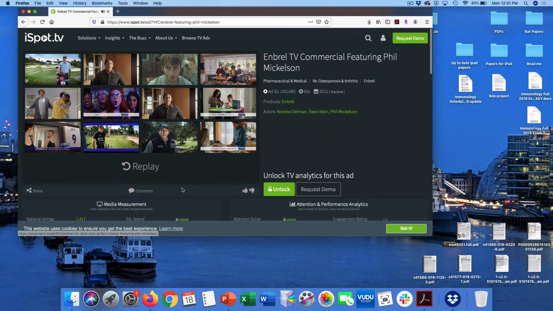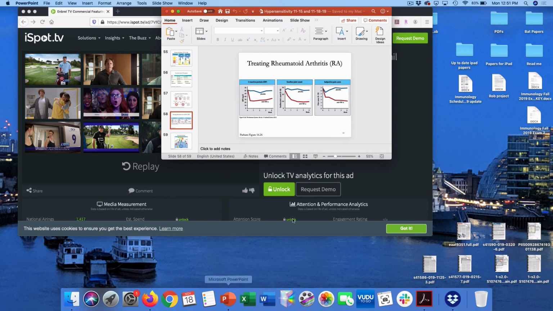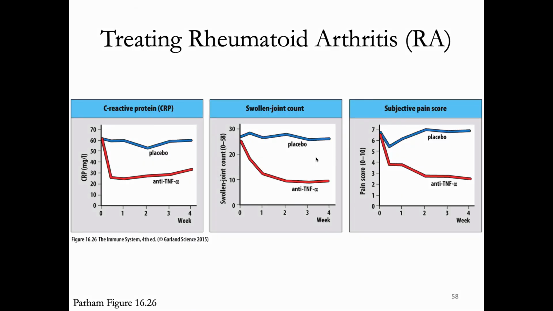So why was there all of that? If you have this symptom, call your doctor. Why was there all of that stuff at the end? Why do we have to hear all of that about side effects at the end of this commercial?